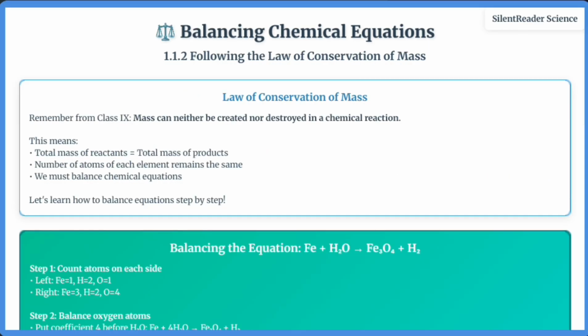Balancing chemical equations is essential because of the law of conservation of mass, which states that mass can neither be created nor destroyed in a chemical reaction. This means the total mass of reactants must equal the total mass of products, and the number of atoms of each element must remain the same. Let's balance the equation for iron reacting with water vapor.